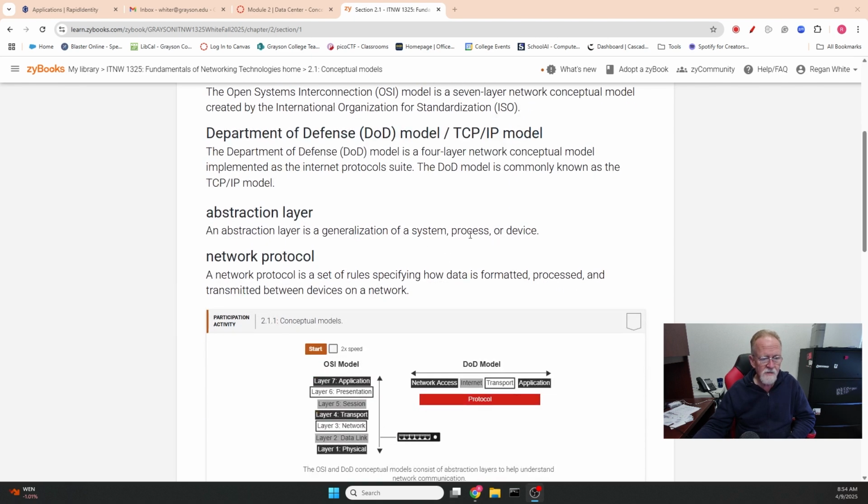Abstraction layer is a generalization of a system. Basically, what it does is it allows us to explain a system in terms of something else, and that makes it easier to understand. Network protocols are just sets of rules specifying how the data is formatted, processed, and turned into packets. That's what the TCP/IP protocol does. Basically, it explains how the data is broken up into packets, how it's sent out over the network, and then how it's put back together.